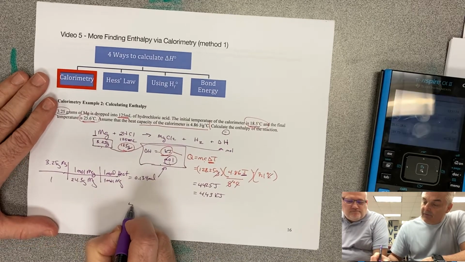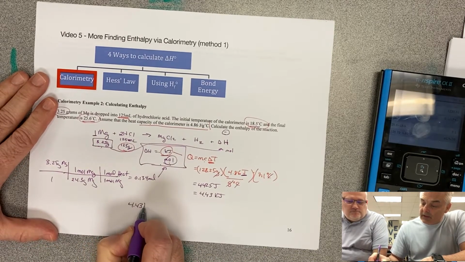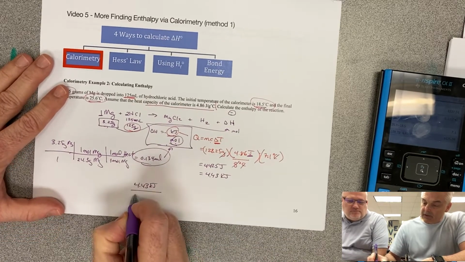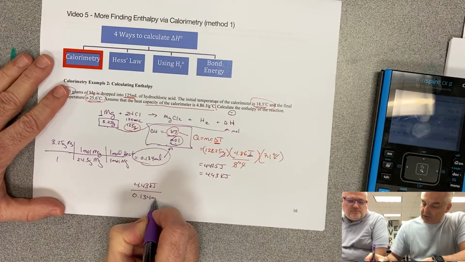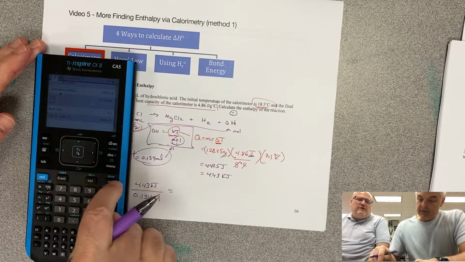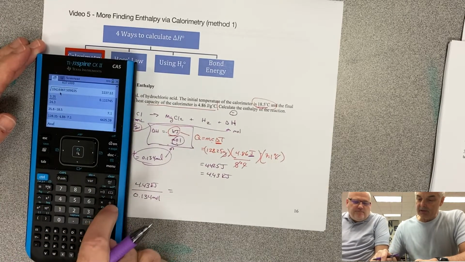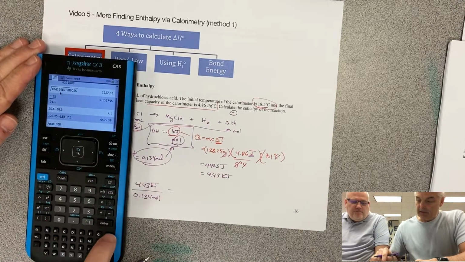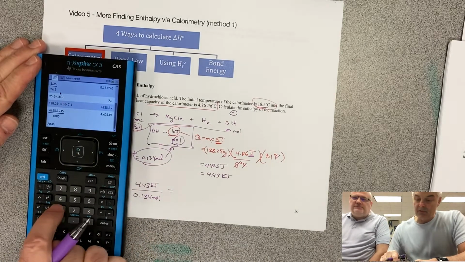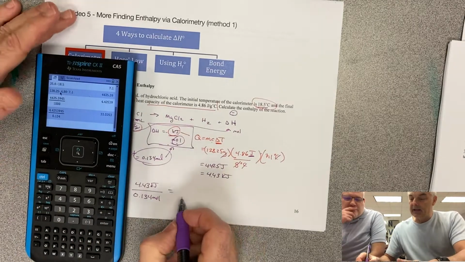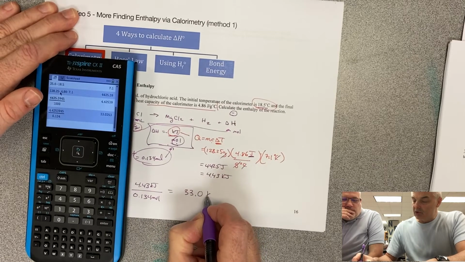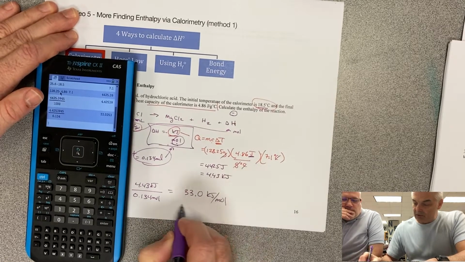I'm going to say 4.43 kilojoules, divide by my moles, which was this number here, 0.134 moles, and that equals... So here, I'm going to take my calculator and divide the previous answer by 1,000, right? That gives me my 4 point something, and then I can divide that number by 0.134, and I get 33.0 kilojoules per mole. Now, folks, there's one more step.